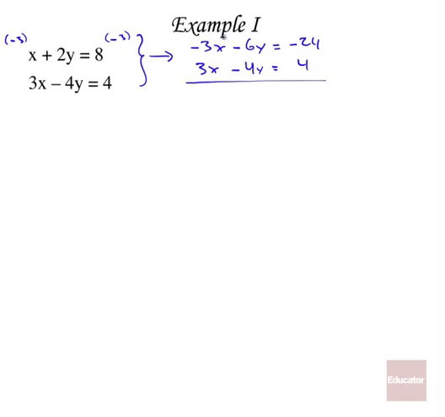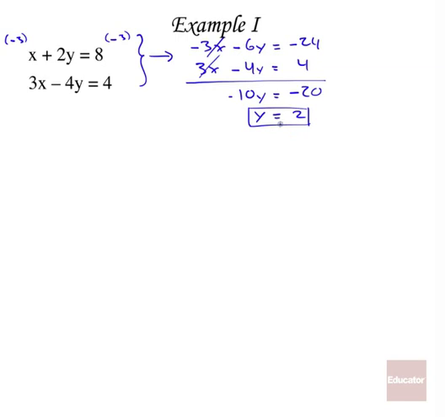The minus 3x plus 3x, that goes away. Minus 6y minus 4y gives us minus 10y. Minus 24 plus 4 is minus 20. And when we divide through by minus 10, we get y equals 2. So we're able to find our first variable, y equals 2.